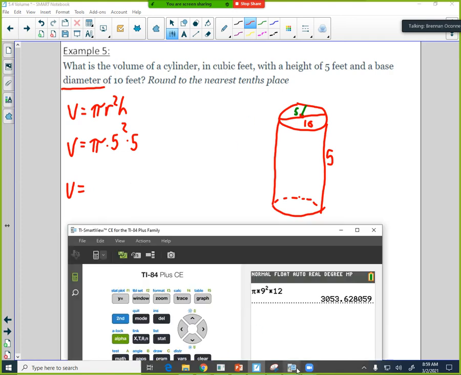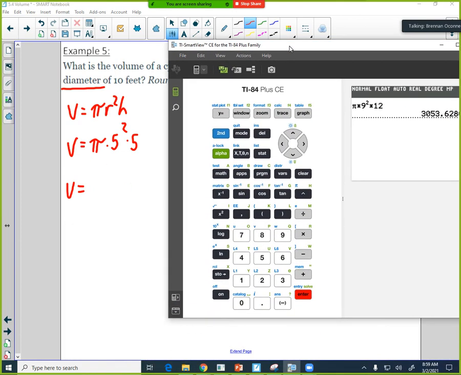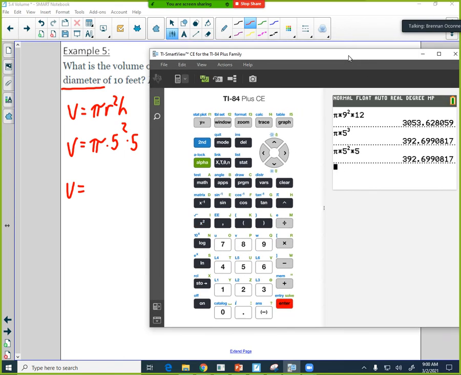And I'm going to do a little trick. You could just type all that in your calculator, but I know that pi times 5 squared times 5, 5 squared means 5 times 5, and then we have another times 5. That's really 5 cubed, right? Or you could just type it out. Pi times 5 squared times 5, and you get the same thing, right? 392.699.